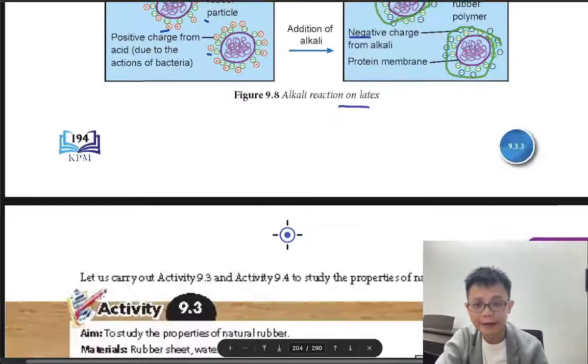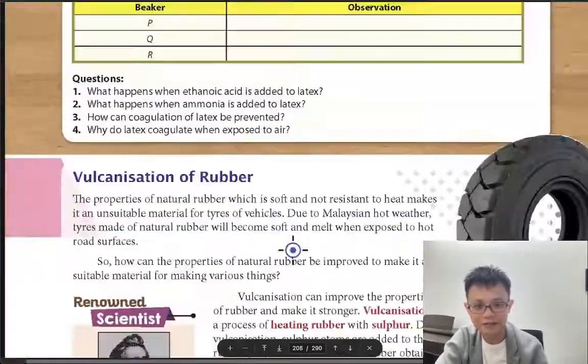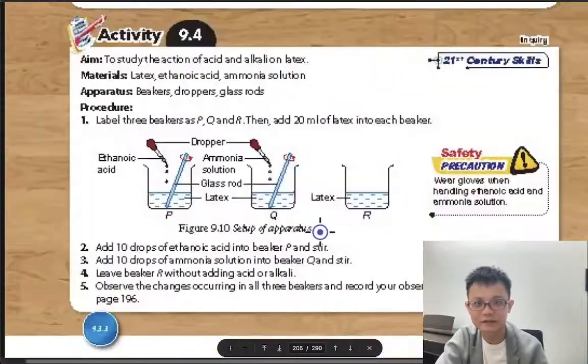Okay, where was I? Yeah, okay. This one I taught already. Actually, I wanted to teach this one. Okay, this one I haven't taught.